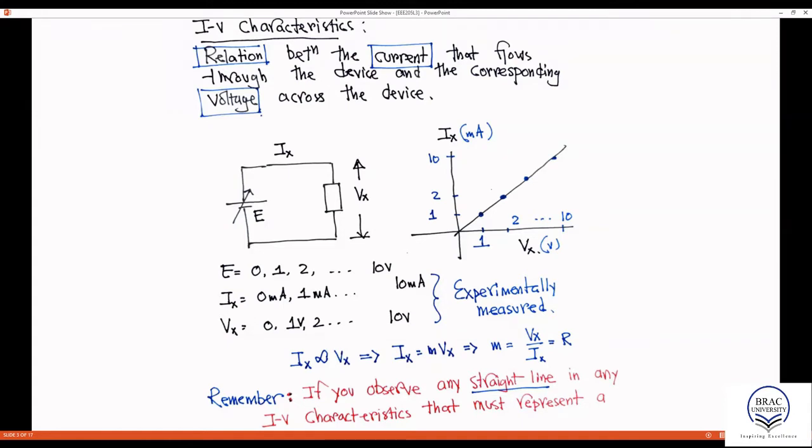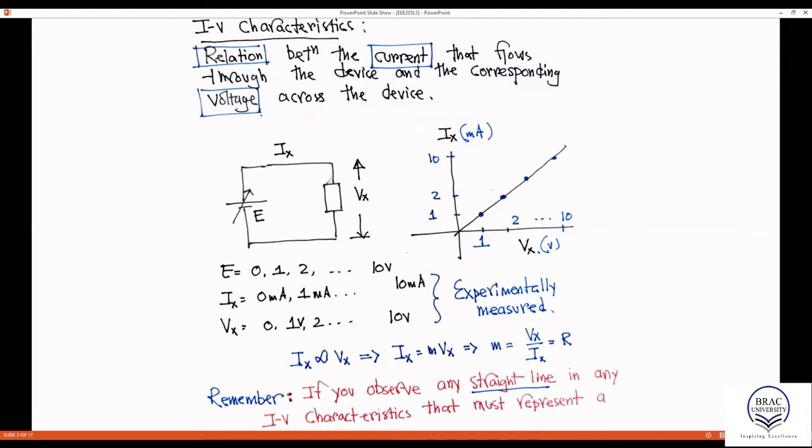Now we are going to determine the characteristics of the diode in a much more organized way, which we call IV characteristics. IV characteristics means the relationship between the current that flows through the device and the corresponding voltage across the device. Let's explain these things with this simple example.